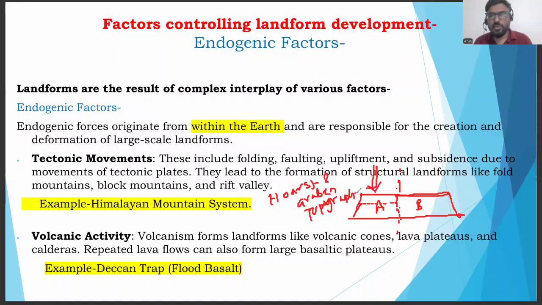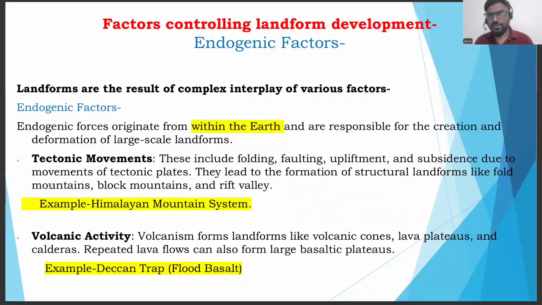So this is a very famous topography, which is generally related to upliftment and subsidence of the landforms. It is generally associated with the formation of what? Block mountains. We'll be discussing the types of different mountains in the coming lectures. So this is just an orientation to the geomorphology, especially tectonic geomorphology, and the factors which are controlling the landform development. The first factor is tectonic movements. Example is the Himalayan mountain system.